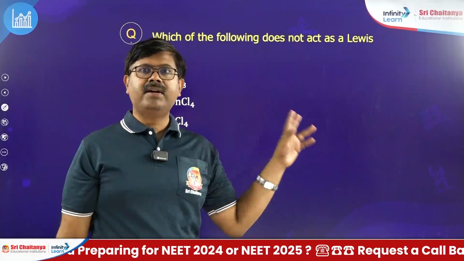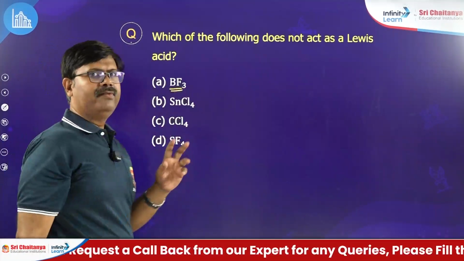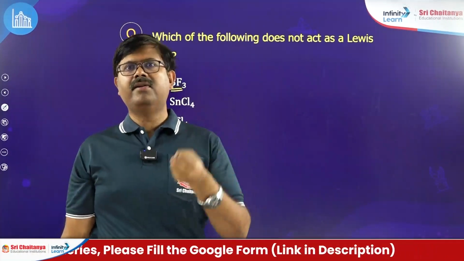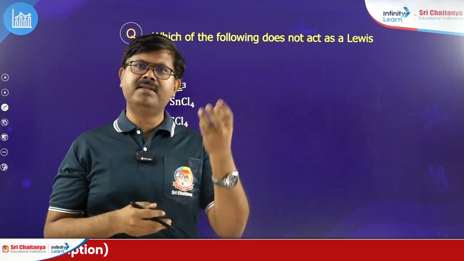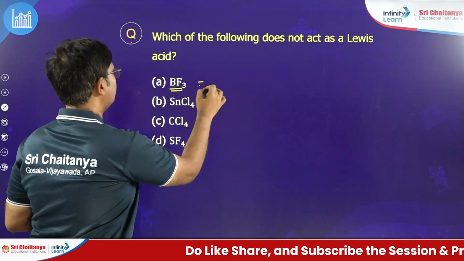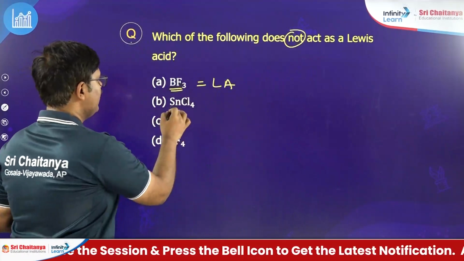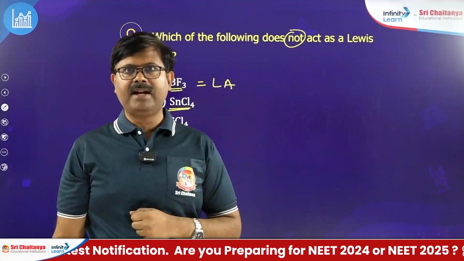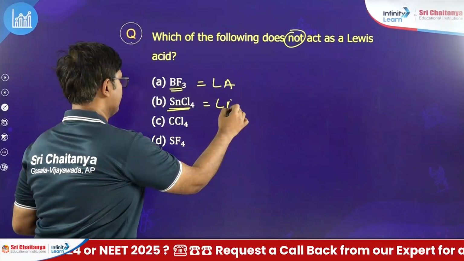Which of the following does not act as a Lewis acid? See, BF3. BF3 acts as a Lewis acid because boron has a vacant orbital to gain electrons. So, if a Lewis base is coming towards it to donate electrons, boron is ready to take. So, it is a Lewis acid, but they are asking which does not act as a Lewis acid. So, this is not the answer. SnCl4. This also takes up electrons because tin has vacant d orbitals inside, so it can also accept.